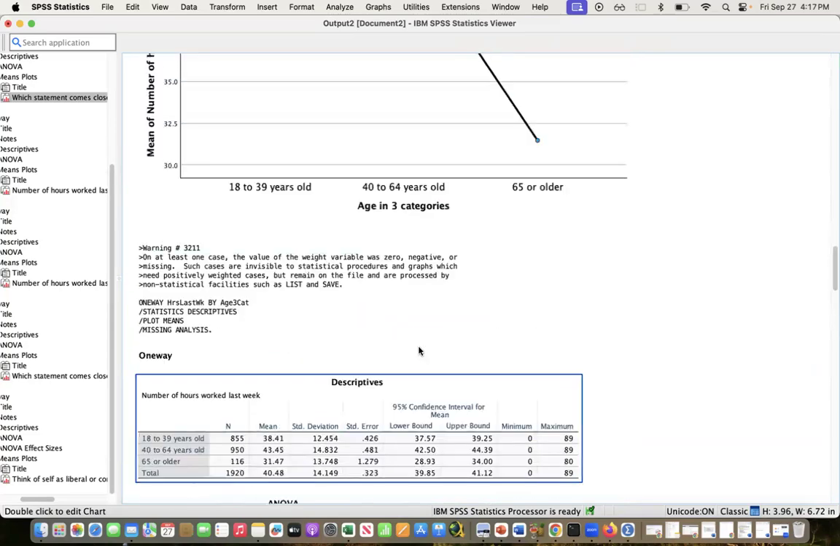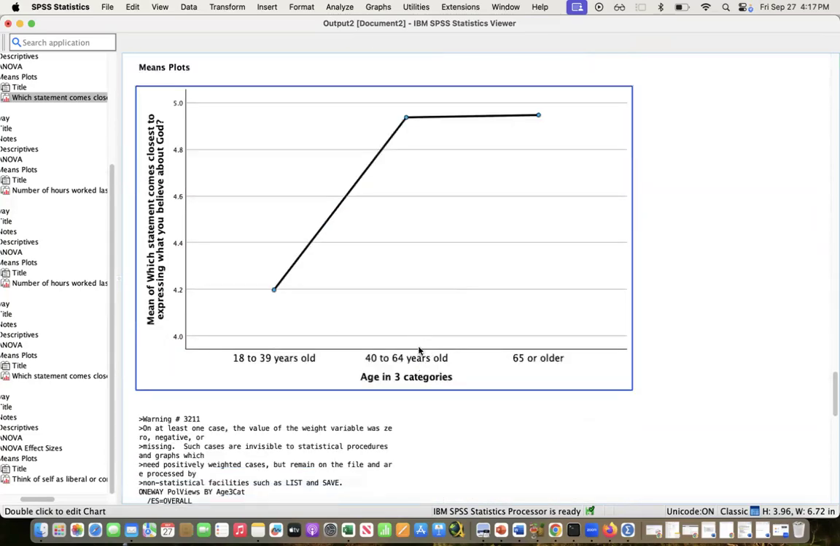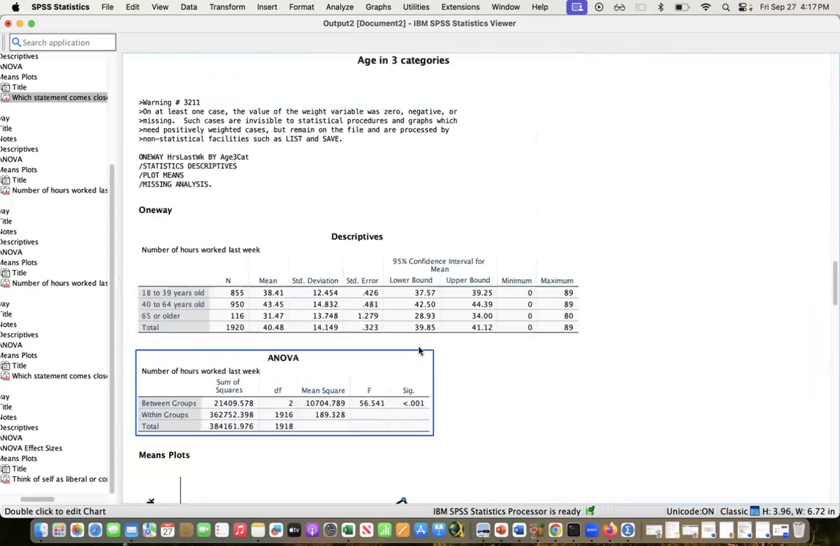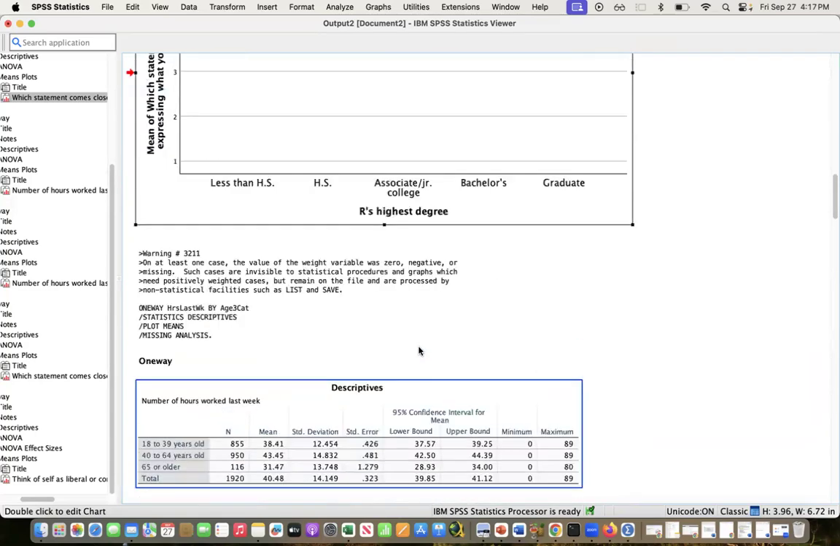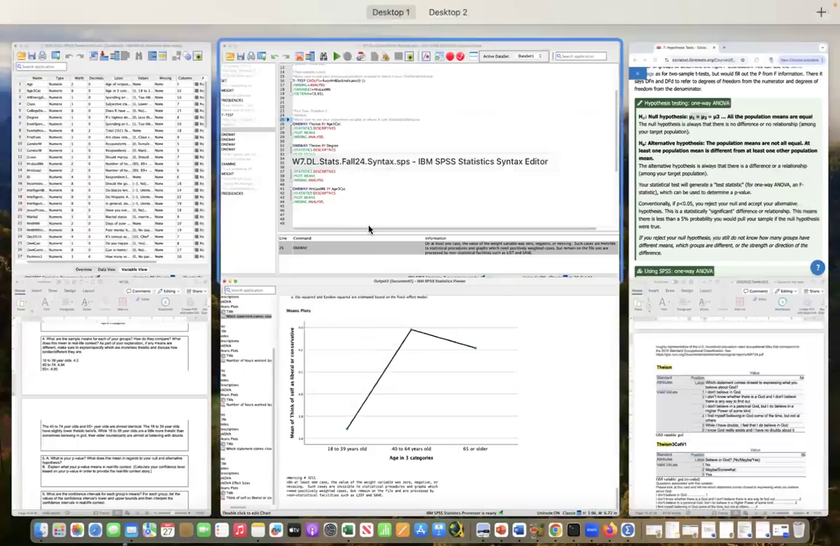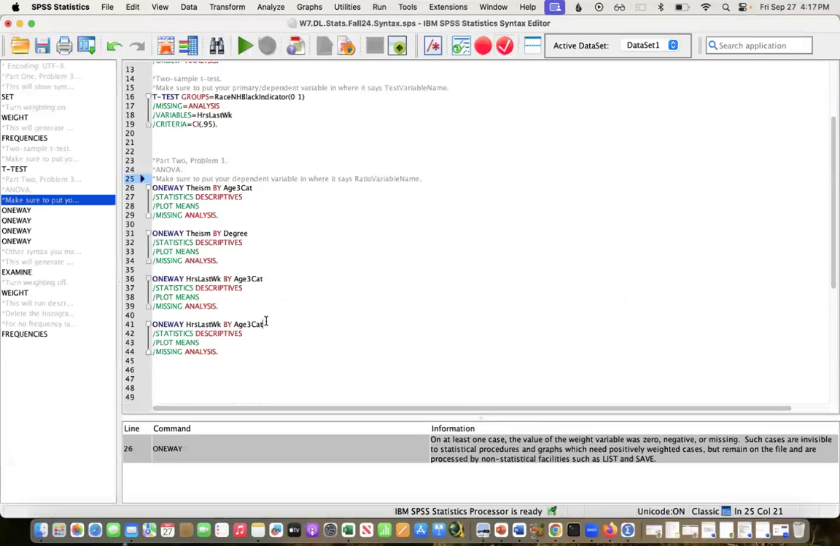Here we're looking, what's that age again? Oh, I did age twice. I think the other one I wanted to do was the education, right? So let's look at that. Yeah, I didn't touch that.